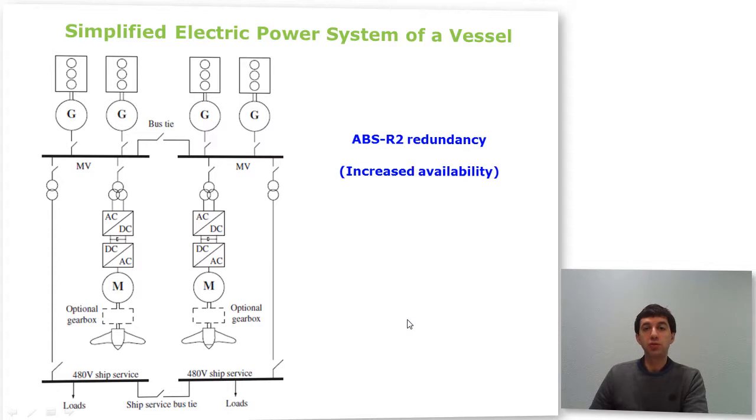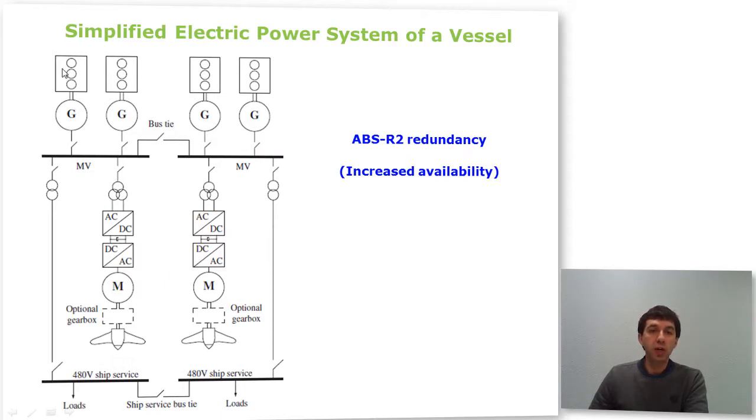However, normally this configuration is repeated in several parts depending on the vessel. This is one typical example of a power system with this type of redundancy. In this way, what is wanted is an increased availability of the power system and of the loads, just in case something goes wrong. For instance, if one of the thruster units fails, the other one should be able to work.